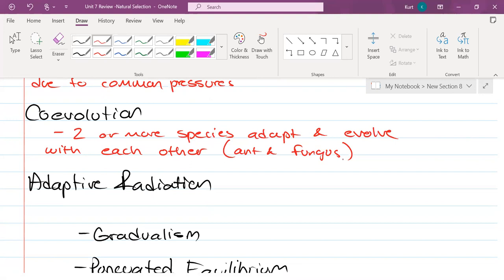The fungi are 100% dependent on the ants now, and the ants depend on the fungus for food, and the fungus depends on the ants for food. So those two evolved together. That's what co means.